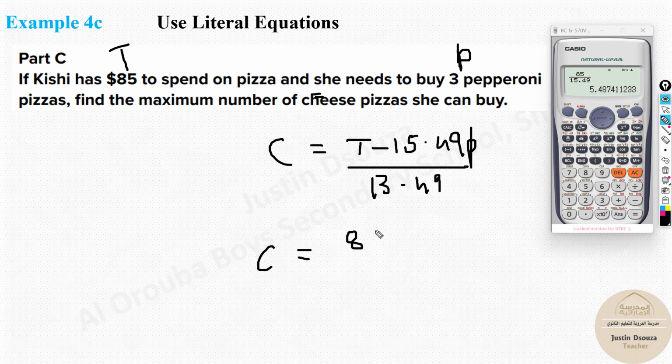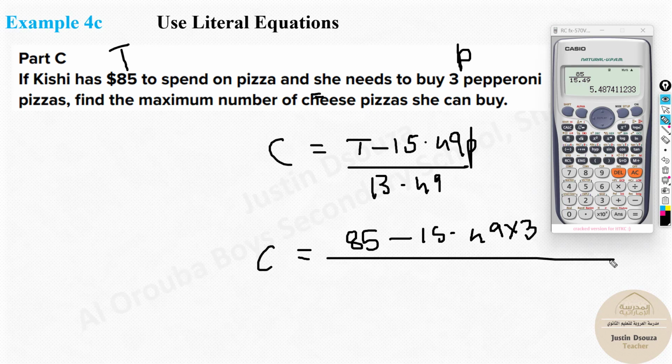We have T is 85 minus 15.49 multiplied by 3 for pepperoni pizzas divided by 13.49, and over here all we need to do is substitute this equation. 85 minus 15.49 multiplied by 3 divided by 13.49, that is equal to 2.85. Now you can't buy 2 and 85 hundredths of a pizza. You need to buy the whole number. What's the maximum number of whole pizzas? That is 2 pizzas. So if you're buying 3 pepperoni pizzas, you can buy a maximum of 2 cheese pizzas and there will be some money remaining.